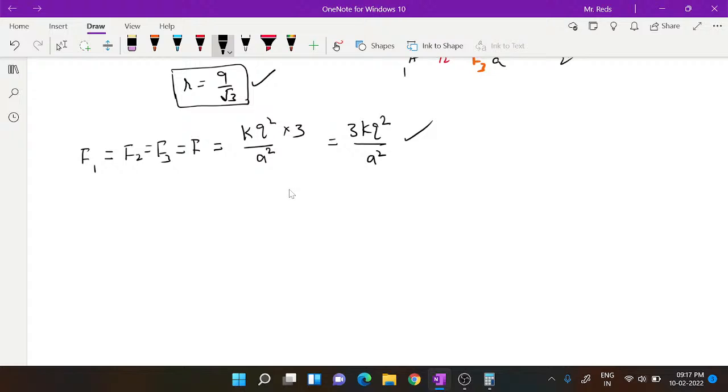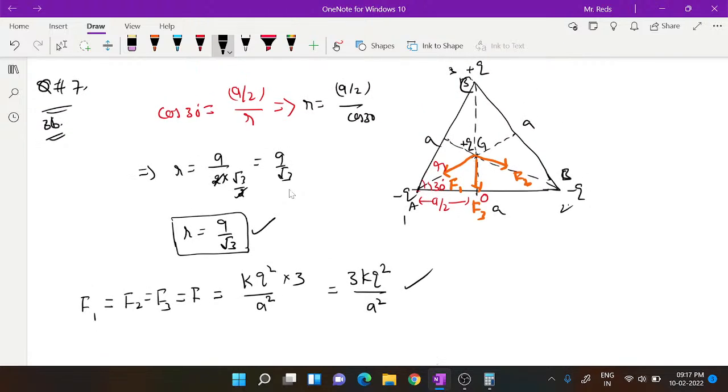Now, every force is the same. But you can say this is F1, this is F2, this is F3. The resultant of F1 and F2 will be in this direction. Got it? And that resultant and this will add up. Right?